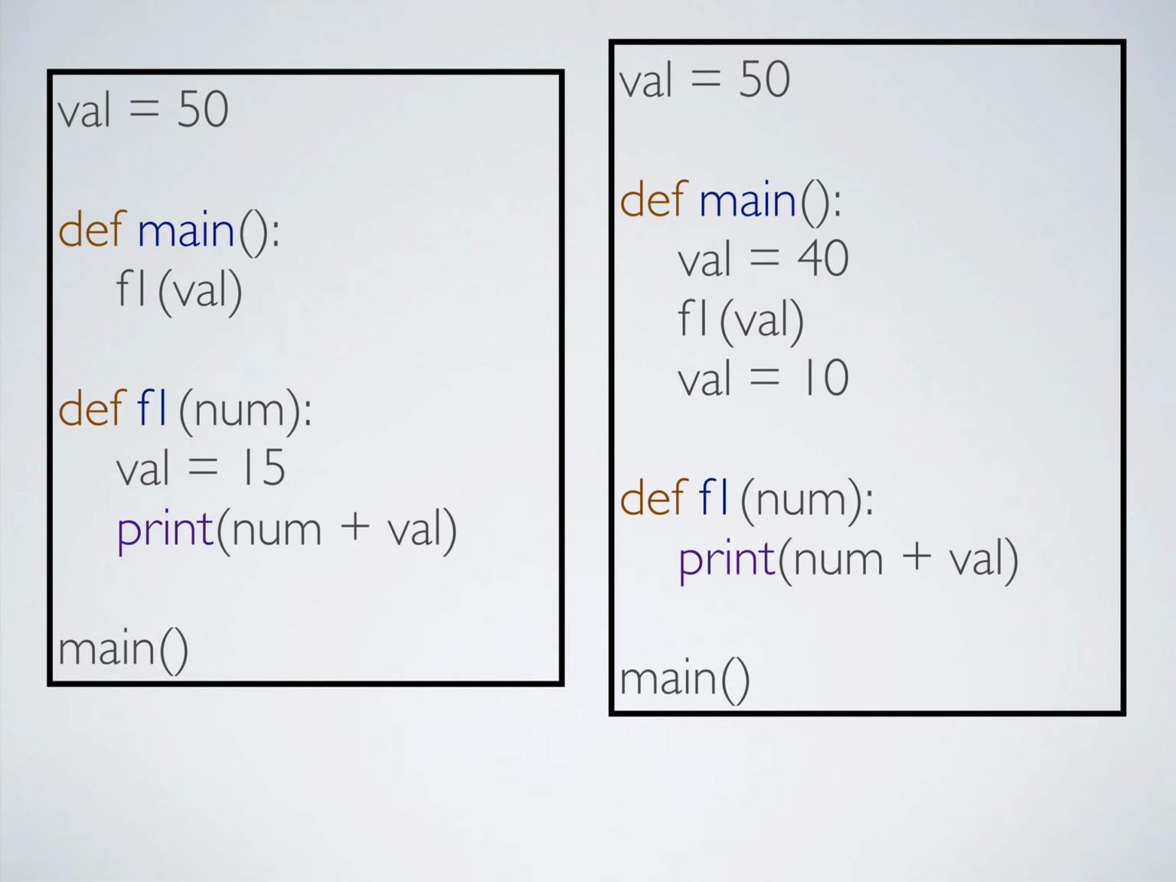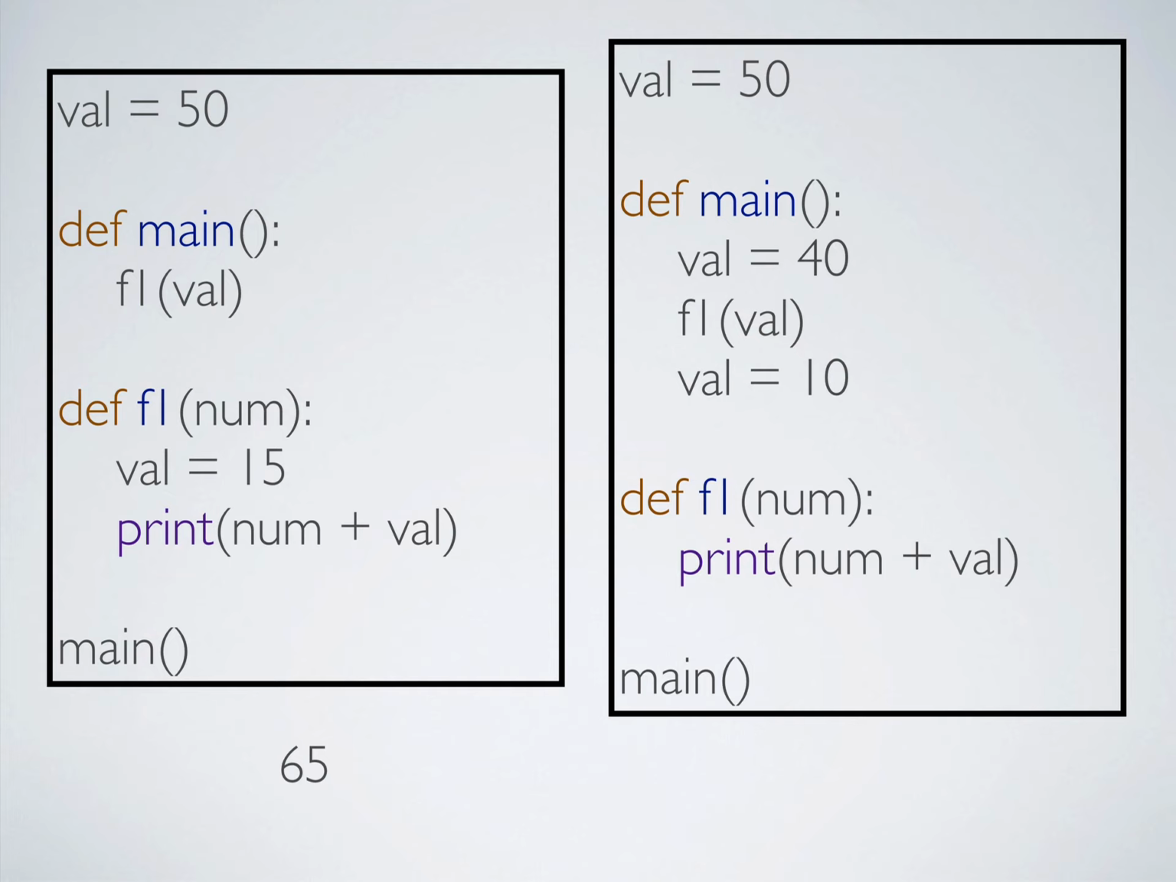Alright, so this first program here will display 65. Running through it really quick. So val equals 50, that is a global variable because it is defined outside of function definitions. And then we have a function definition for main, function definition for f1, and then we call the main function. So we call the main function, now we start to actually run code.